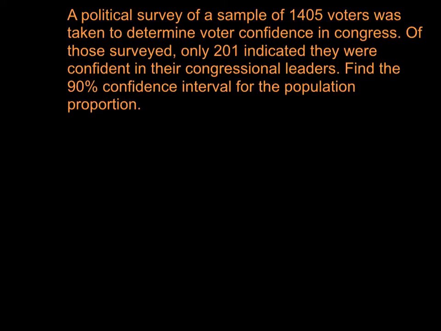Go ahead and read and copy this down. Pause the video and do that, and then unpause when you're ready. Okay, I'm hoping when you read through that, you picked up on a subtle difference. It sounded very much like the last two problems that you've seen. The only difference is it says find the 90% confidence interval for the population proportion.